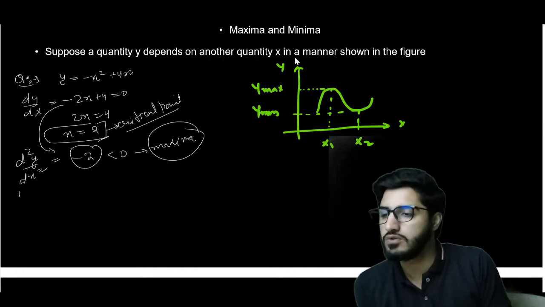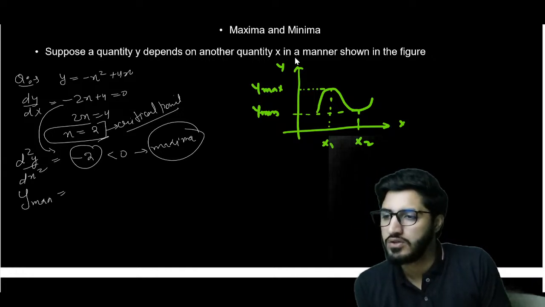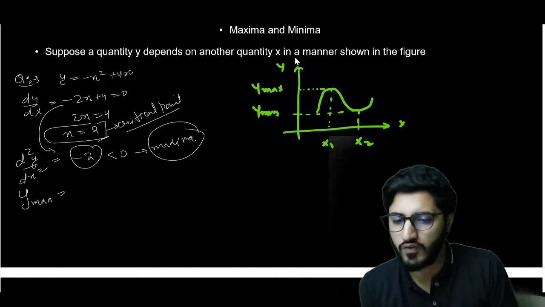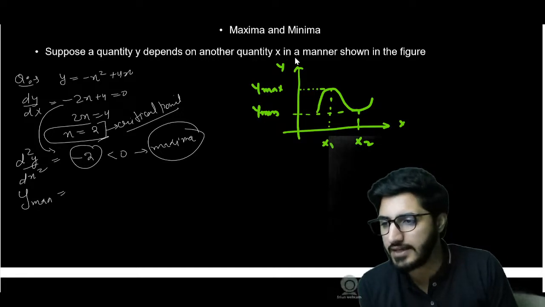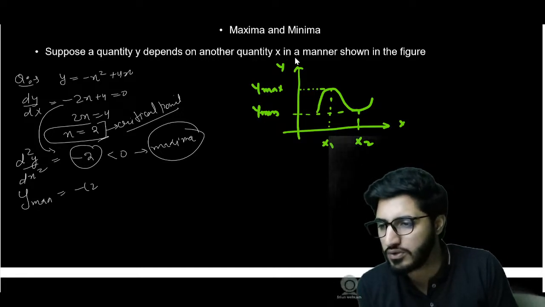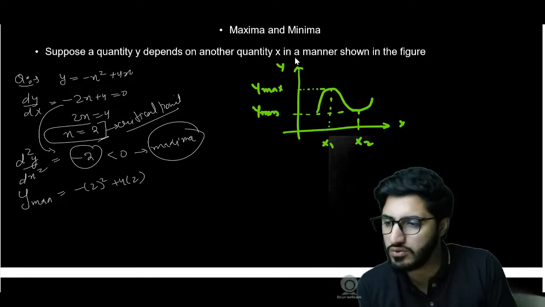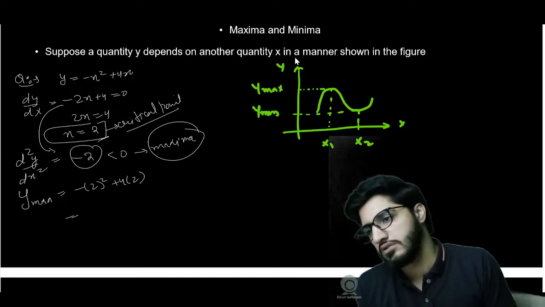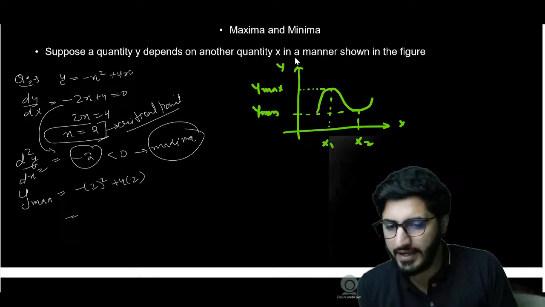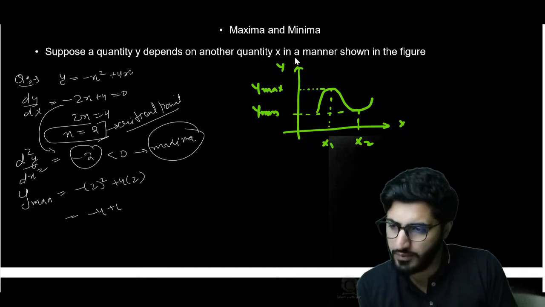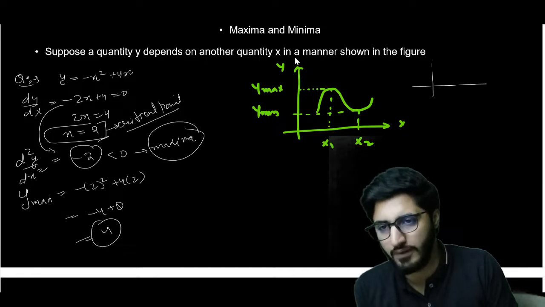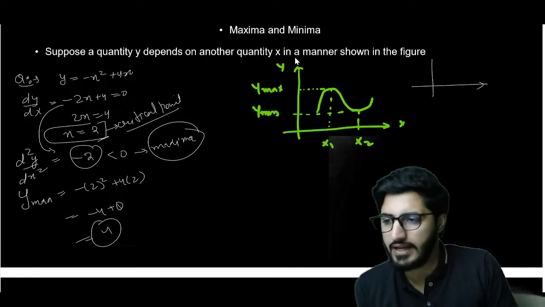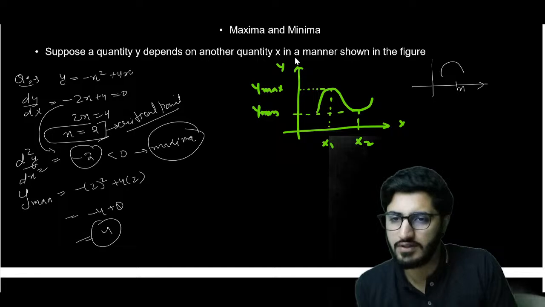And what is the maximum value? So y maxima. So what can I write? How to find a maximum now? It's minus x square, no? What is x? x is 2. So I can write minus 2 square plus 4 into 2. So it is minus 4 plus 8, my answer is 4. So my answer is 4. If my graph is like this, so at x equals 2 the graph is like this, so it is 4.